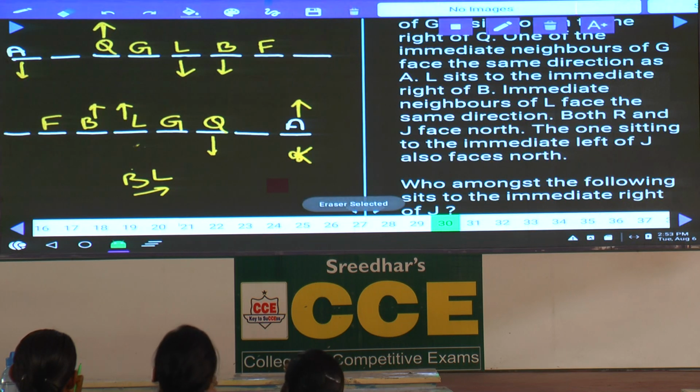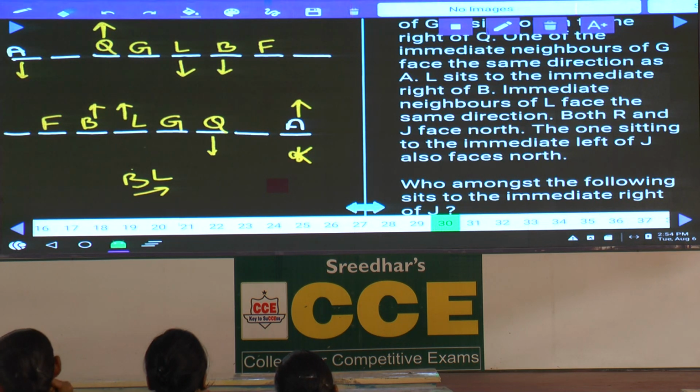L sits to the immediate right of B. And immediate neighbors of L face the same direction. Immediate neighbors of L means B and G are facing the same direction. Both these two persons are facing south. Here, immediate neighbors of L face the same direction. B and G are facing towards north. And both R and J face north. Both R and J are facing towards north.